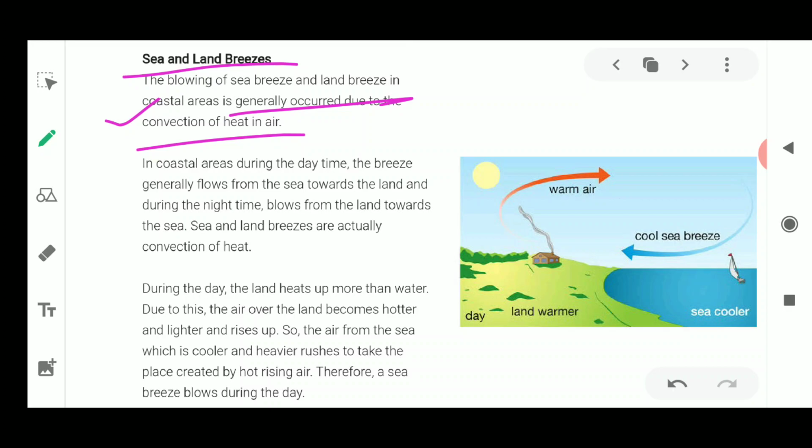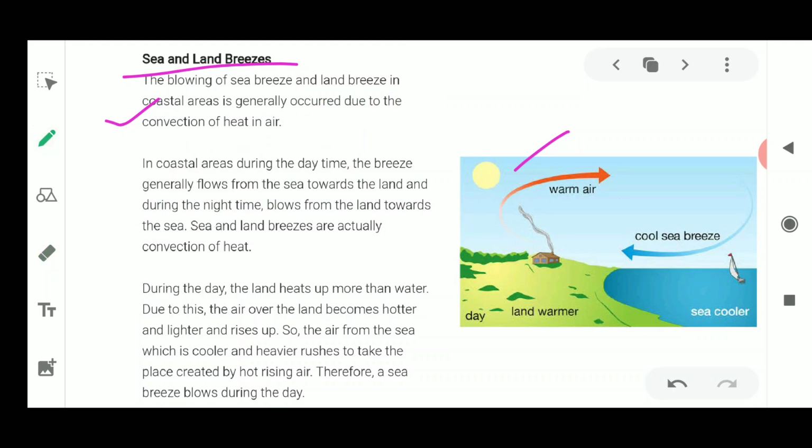In the coastal areas during daytime, you can see this diagram which is drawn here. In the coastal areas, you can feel the breeze coming from the water, whether it is hotter or colder. In the daytime, the breeze generally flows from sea towards land, and during night time it flows from land towards sea. This sea and land breeze is actually the convection of heat. So this is an example of convection of heat.